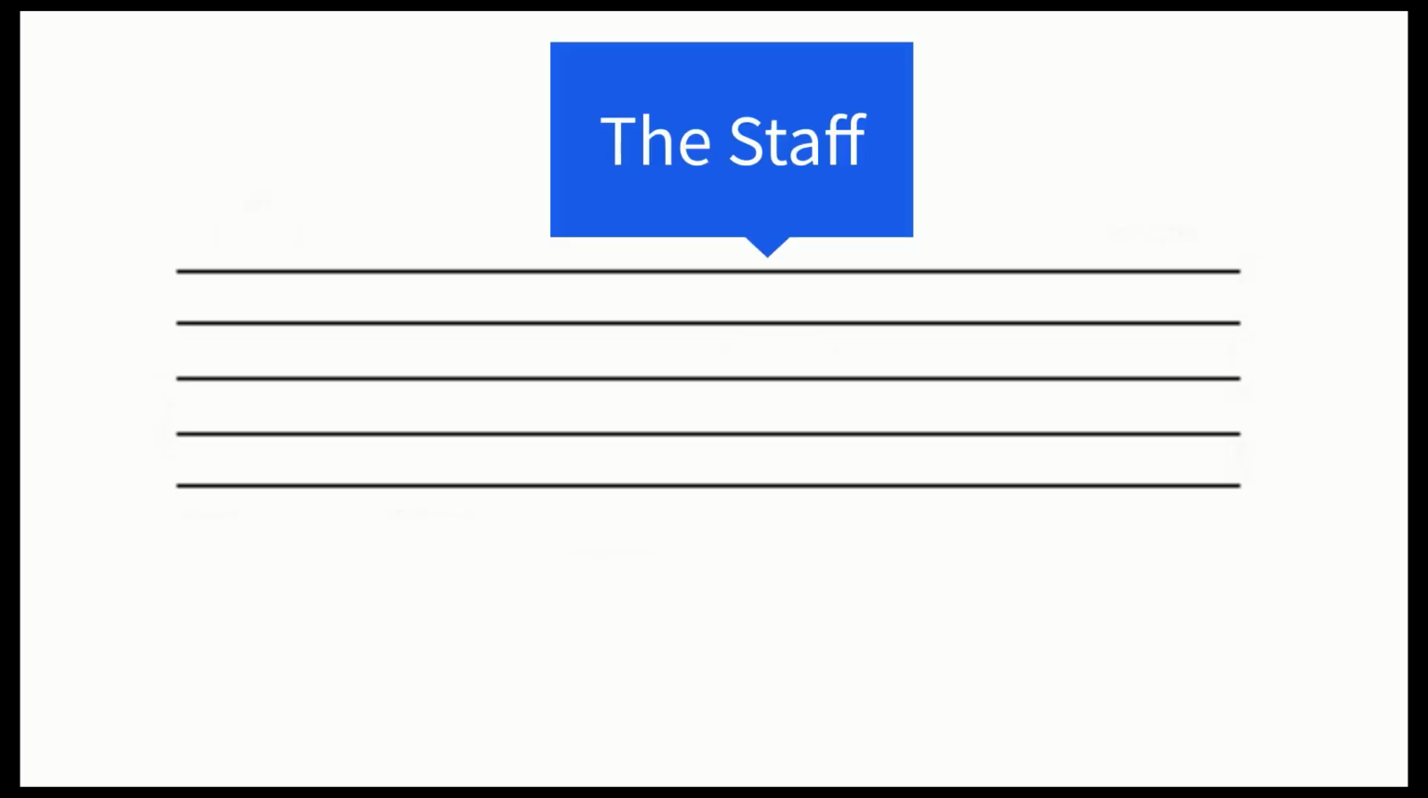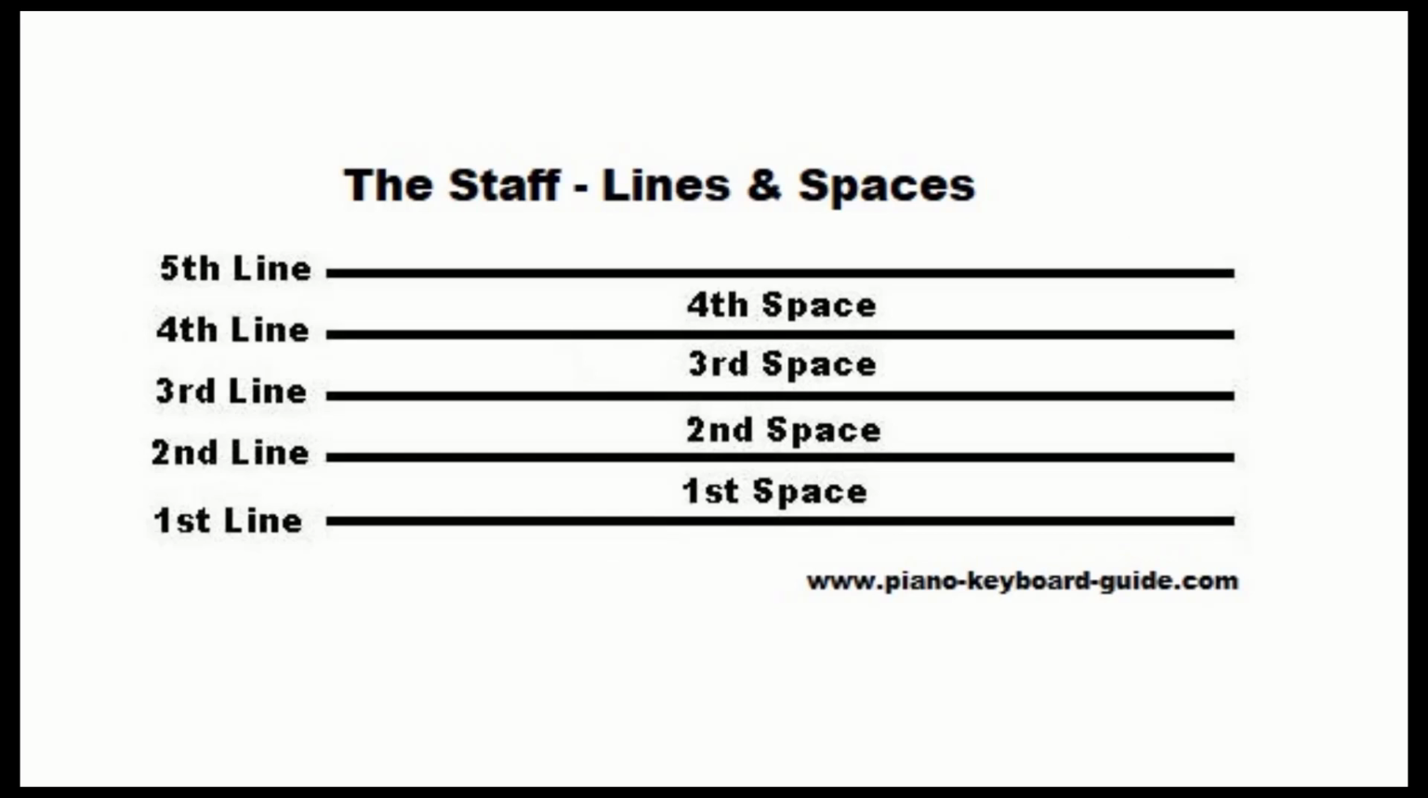The staff. The first thing we will take a look at is what is called the staff. Take a look at this staff. You will notice that it consists of 5 parallel lines and 4 spaces between them. Each of these lines and spaces represent a different letter, which in turn represents a different note.